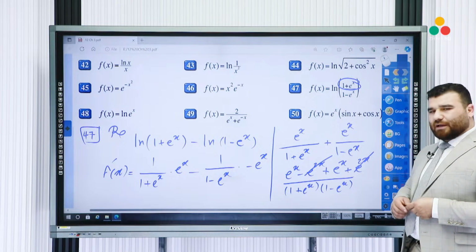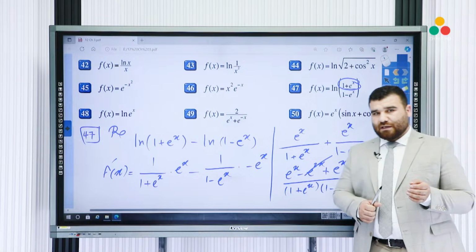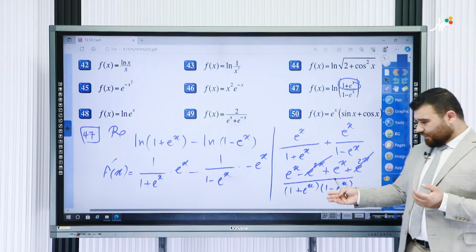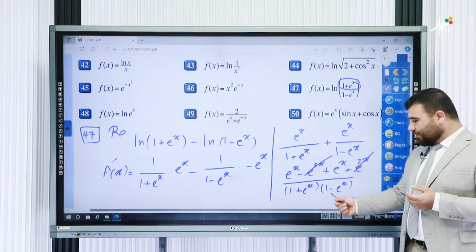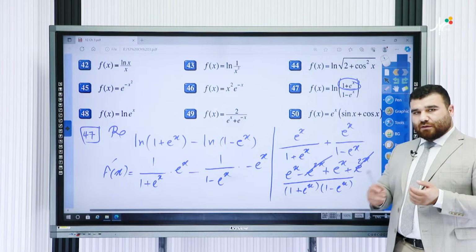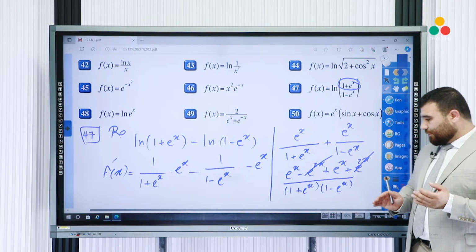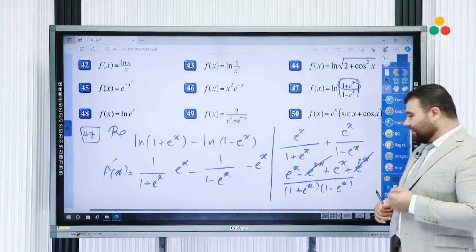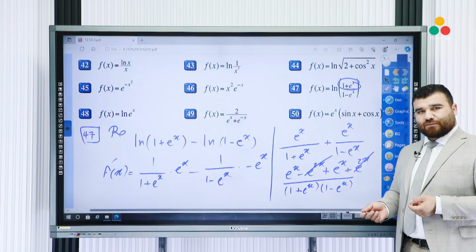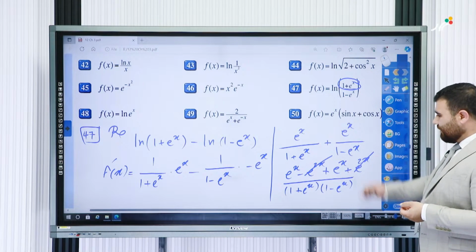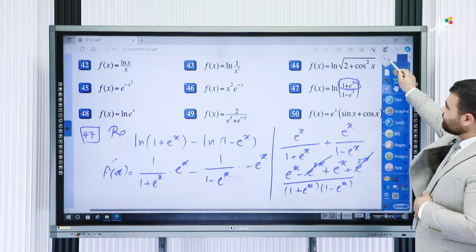If we look at these brackets, it looks like a difference between two squares, as the brackets are the same, but one of them is plus, one of them is minus. These two brackets could be written as 1 minus e^(2x). Difference between two squares: 1 times 1 is 1 squared, which is still 1, but e^x times e^x is e^(2x). We can simplify this even more based on the multiple choices.